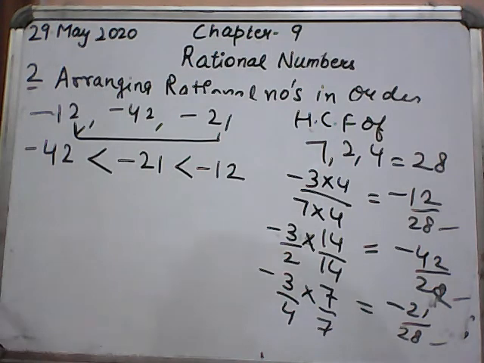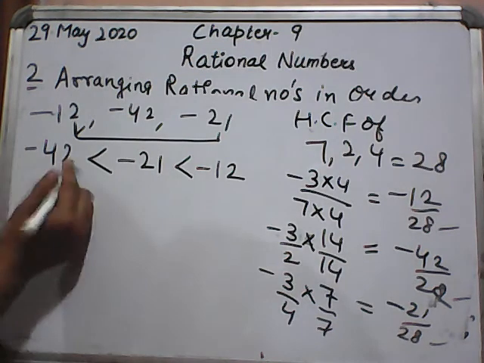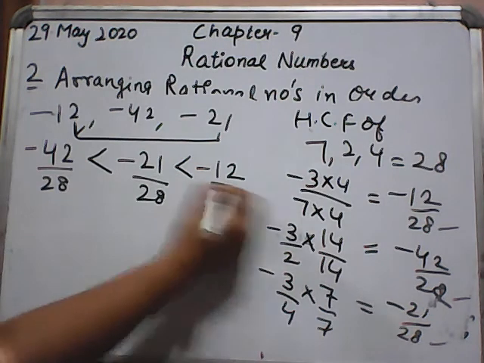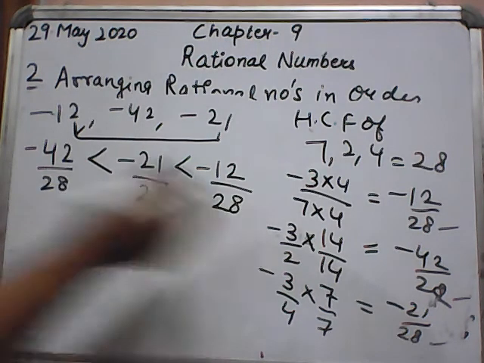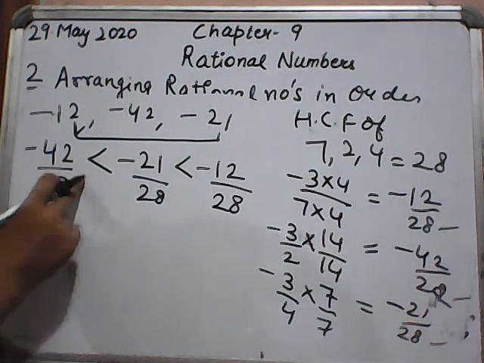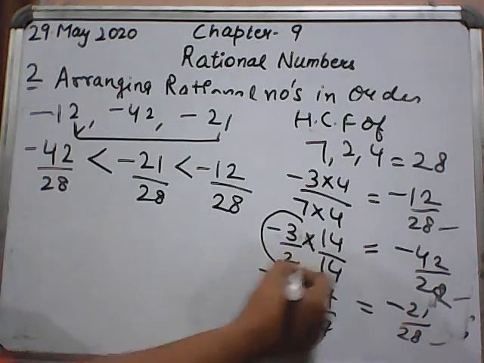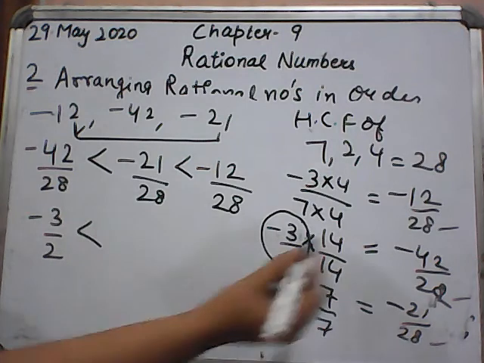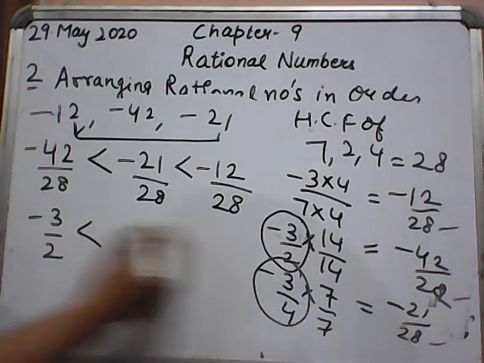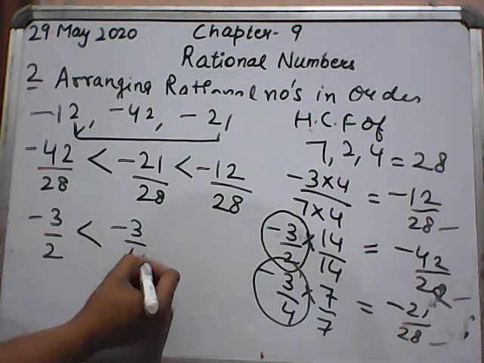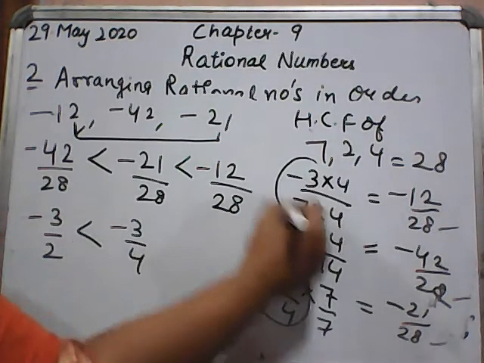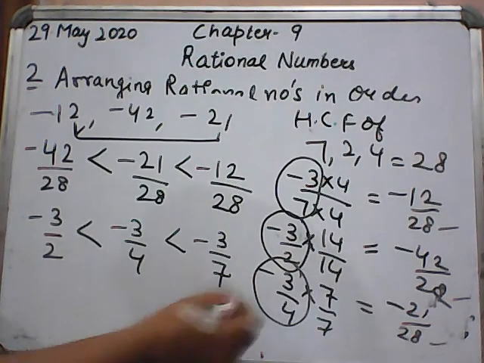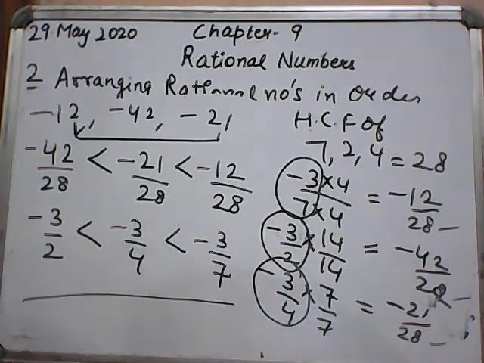In this way, we can arrange integers or numerators. Now we can arrange rational numbers. Minus 42 divided by 28, minus 21 divided by 28, minus 12 divided by 28. Which one is the given rational number? Minus 3 by 2, minus 3 by 4, minus 3 by 7 are the given rational numbers. In this way, we can arrange rational numbers in ascending order.